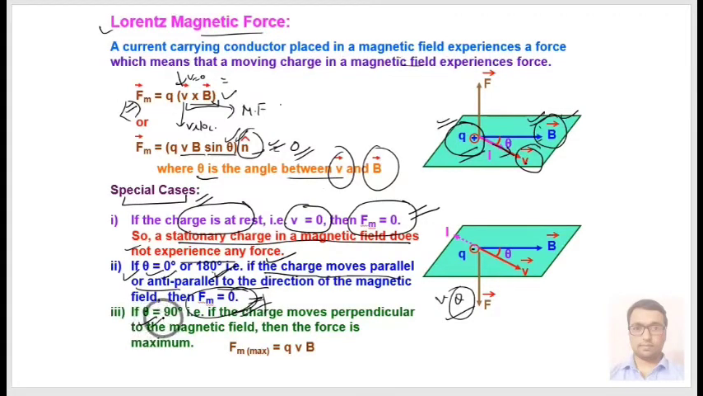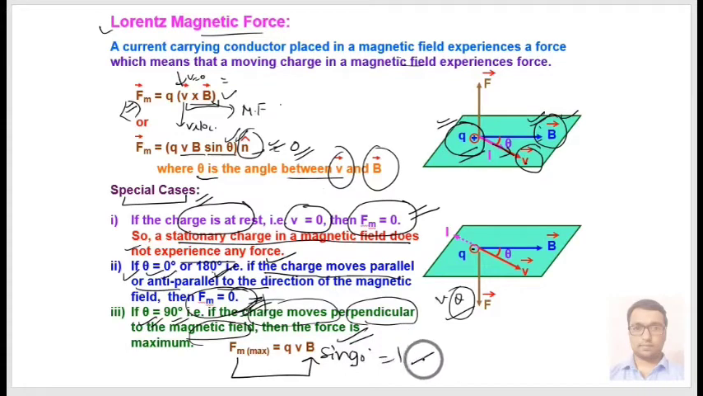Now we have the next case, when theta is 90 degree. In that case we can say that the charged particle will experience maximum force, and this force will make the charged particle move on a circular path. The magnitude of this force will be q v B, because sin theta here will become sin 90 and it will be equal to 1.